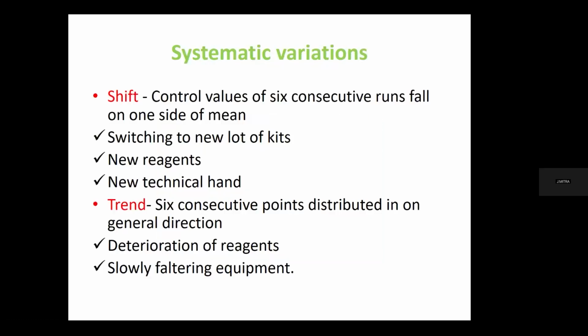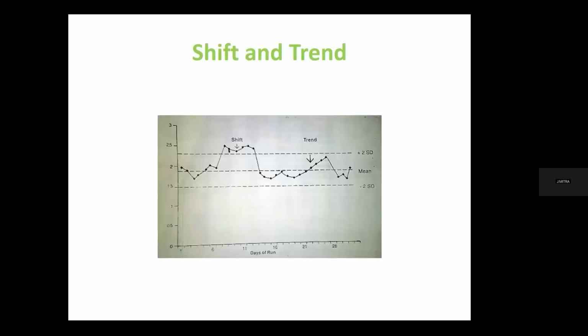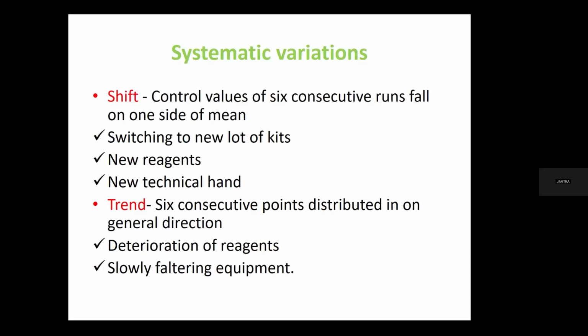What may be the reason? It may be due to switching to a new lot of kits, some new reagents being added, or new technicians operating the machine. And what is a trend? A trend is 6 consecutive points distributed in one general direction. As you can see from this picture, in a trend the graph is going up, that is, 6 consecutive values going in an upward direction. What could be the reason? Maybe the reagents are deteriorating or the equipment is showing faulty results.